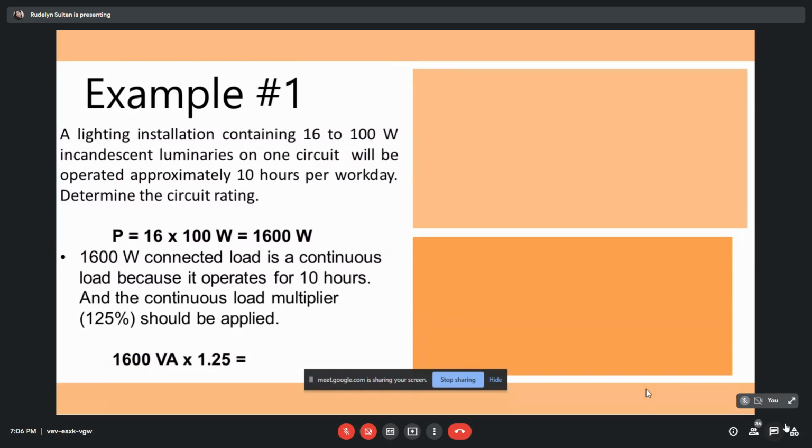Now we have 1,600 volt amps times 1.25 and please note that lights generally have power rating equals to their connected load or volt amps. Kumbaga, ang watts is equals to volt amps rating maong nahimong 1,600 volt amps ang 1,600 watts. So 1,600 volt amps times 1.25 is equals to 2,000 volt amps. Now, circuit rating can be solved by using the formula I is equals to P divided by E. So just simply substitute the value.